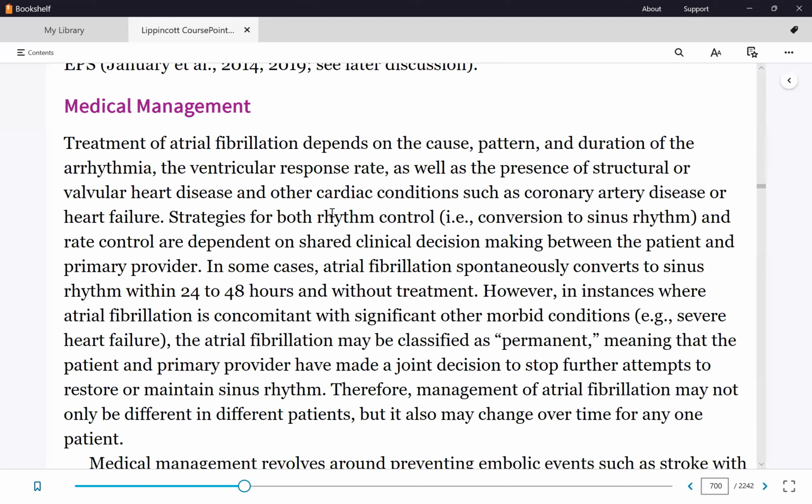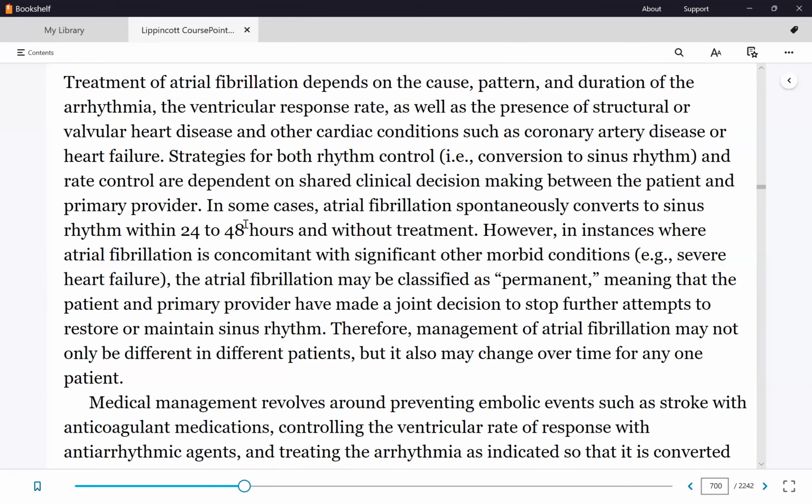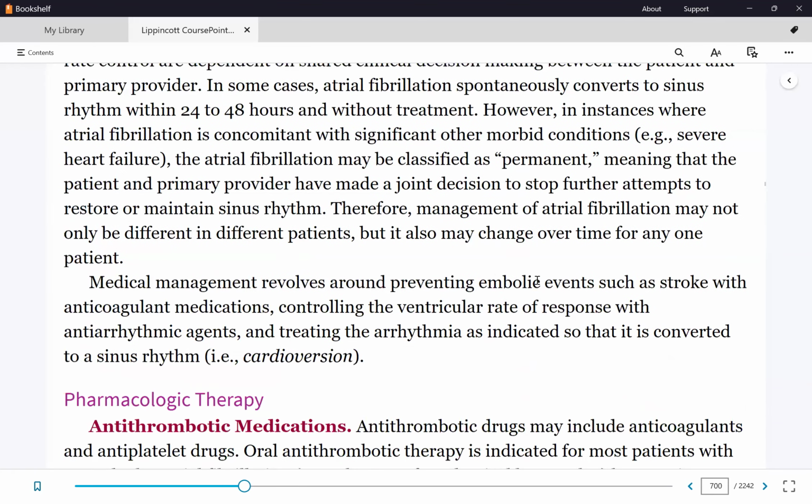So options are number one, rhythm control. So this is using medications, see if they respond to propafenone, flecainamide, those heavy duty antidysrhythmics to convert the rhythm. If that doesn't work, and the patient is still within 24 to 48 hours from onset, so these are very effective. However, if the patient continues severe heart failure and the atrial fibrillation has been going on longer, then it's considered permanent already.